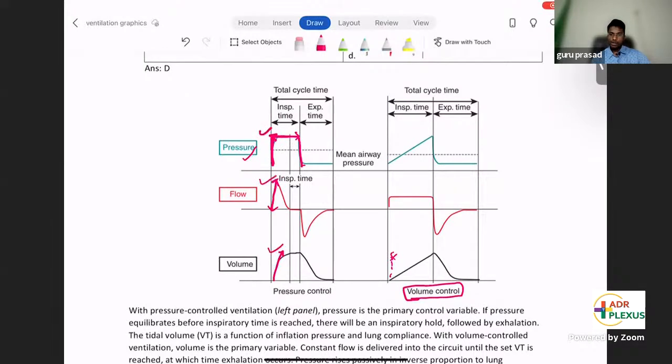But in volume control ventilation, what is constant is your flow. Volume control ventilation is also called constant flow ventilation. So the flow will be constant, and at the end of inspiration, you will have the maximum pressure or the maximum volume that is present at the end of the inspiration. So that you have to remember.